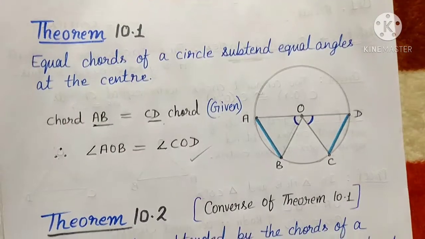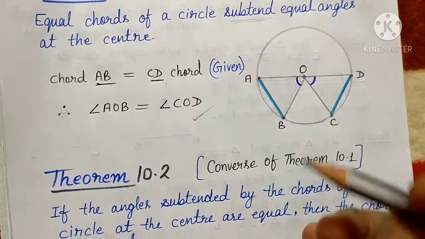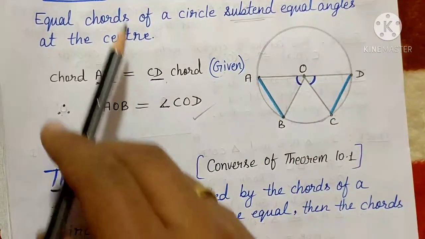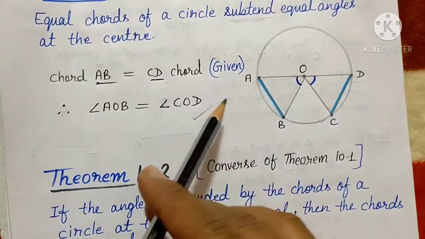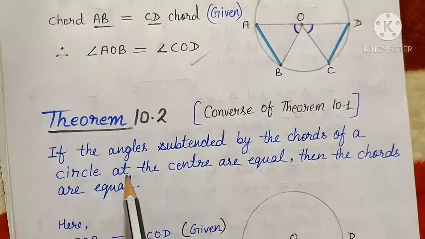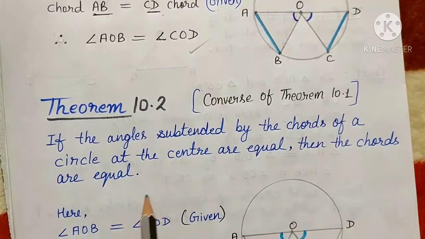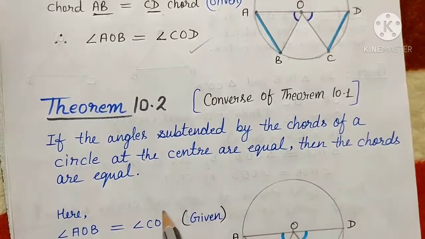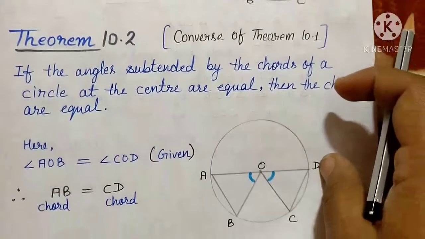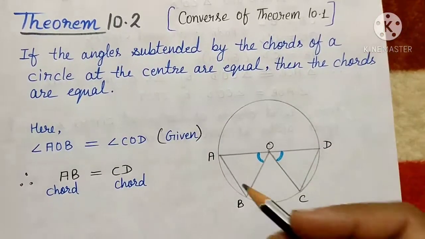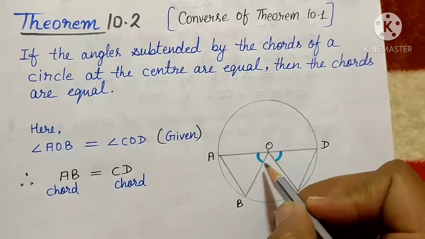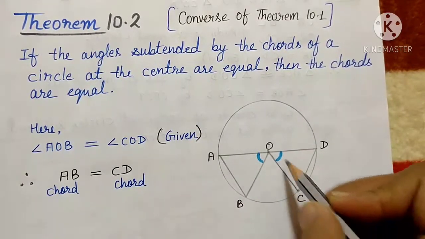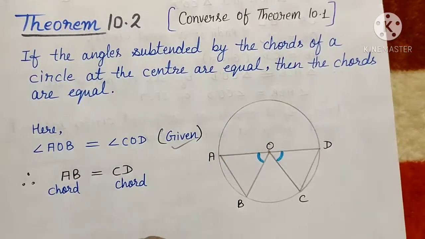Now theorem 10.2, which is the converse of 10.1. In 10.1 equal chords are given, so the angles subtended by them at the center are equal. Now we are given that if the angles subtended by the chords of a circle at the center are equal, then the chords will be equal. Just pay attention, this is the converse of theorem 10.1. This time we are given that the angles made by the chords at the center are equal. It means angle AOB equals angle COD. It is already given.